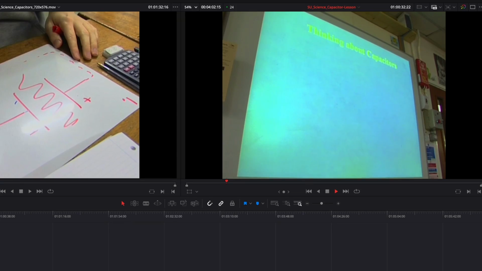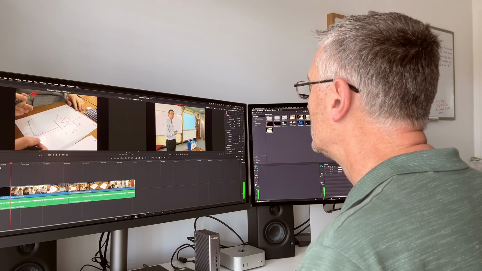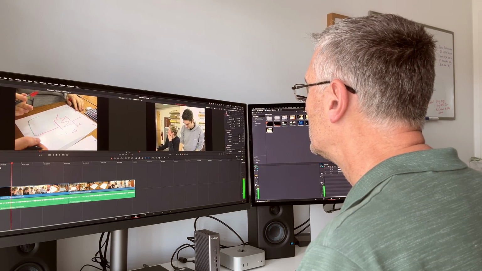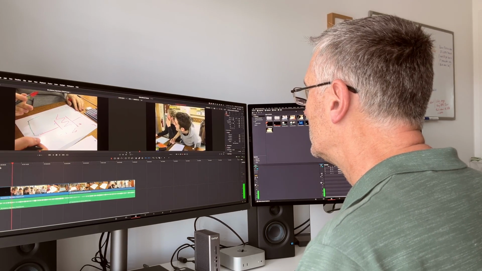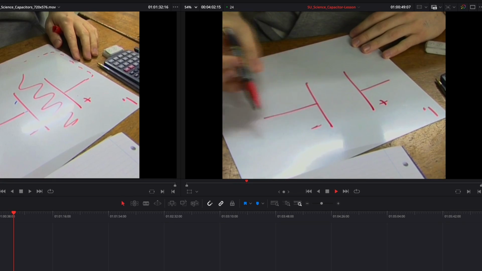Things you're going to think about. First of all, how does charge flow from the power supply to the capacitor? Second thing, how does charge flow from the capacitor to the bulb? 5 or 10 minutes.